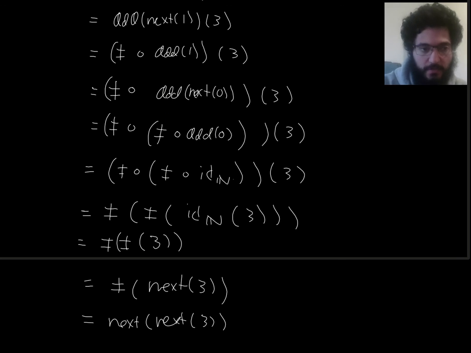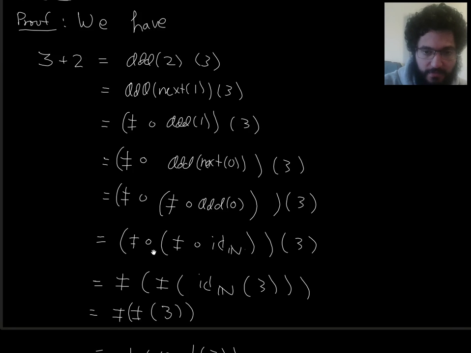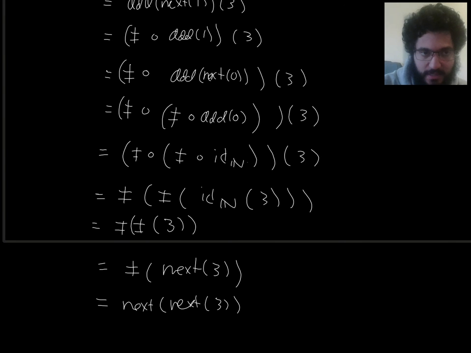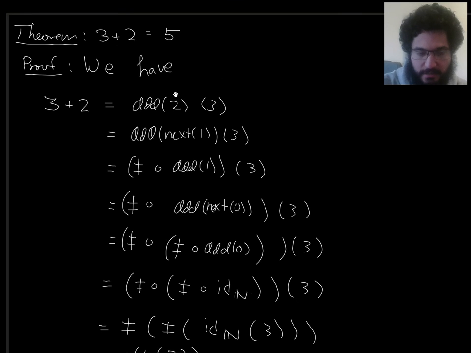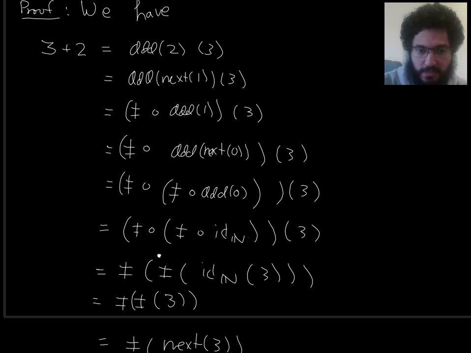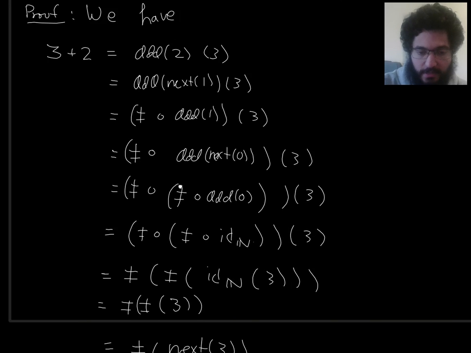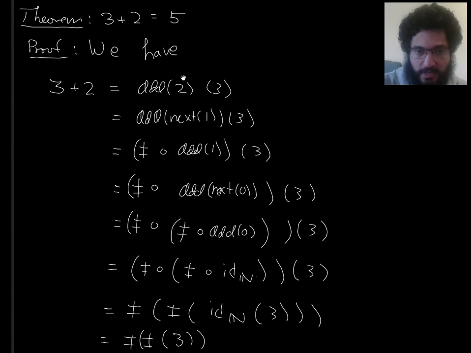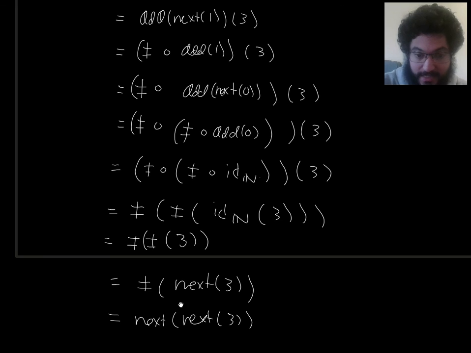So you see how add 2 works? All of this work so far, you can see the 3 has just been sitting there not changing, right? All of this work was just figuring out how to work with add 2 and breaking it down using the recursion rule. And you can see it operates as it's supposed to. Add 2 applies next twice. That's what it should do. Add n should apply next n times.